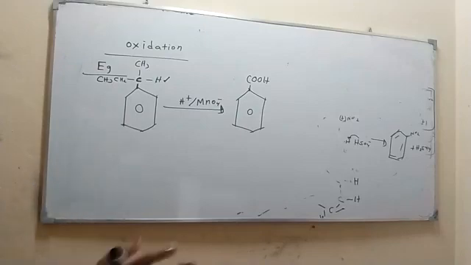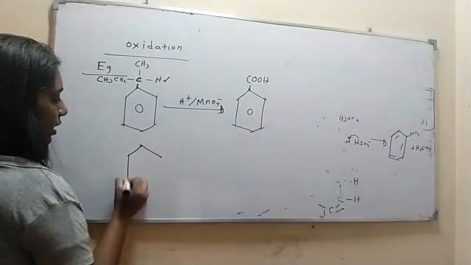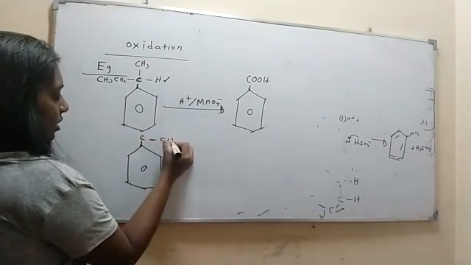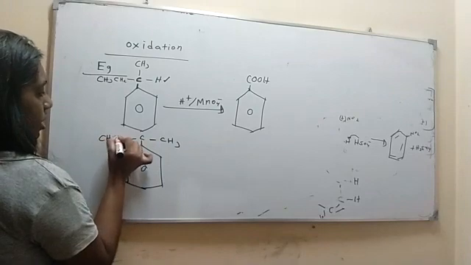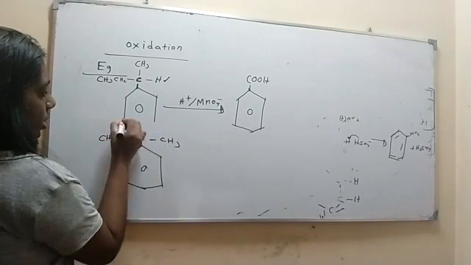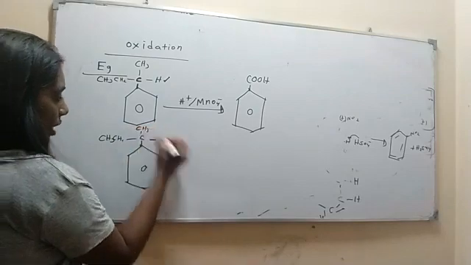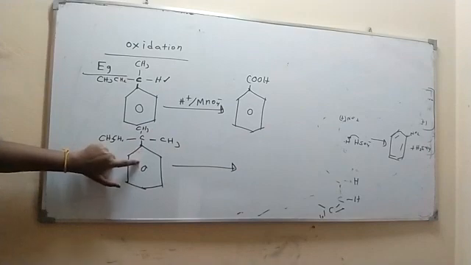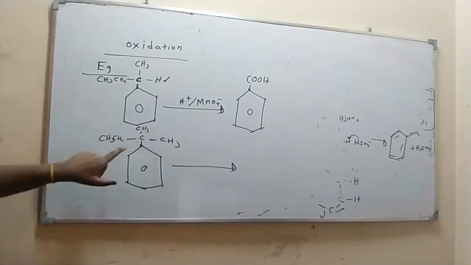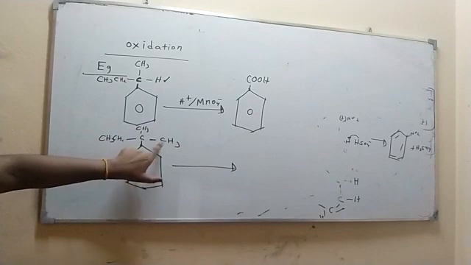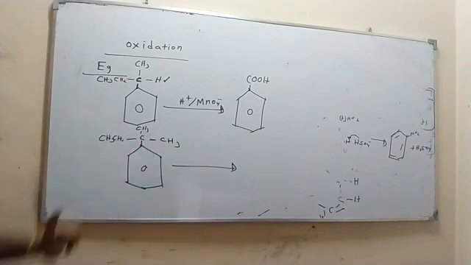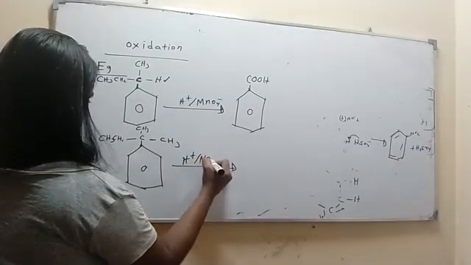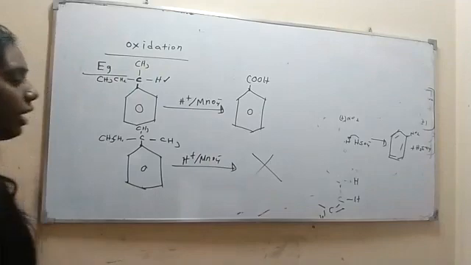But if they give a case like this, benzene ring here, a carbon with no hydrogens. There is a CH3 here, CH2, CH3 here, and a CH3 here. According to the theory, the carbon which is attached to the benzene ring has no hydrogens. Directly, no hydrogens. In this case, if we add H plus MnO4 minus, no reaction, it won't get oxidized.